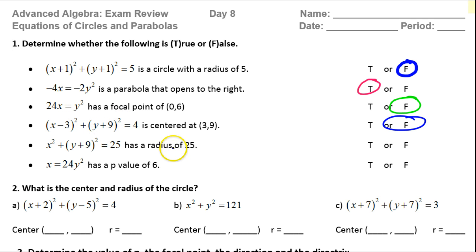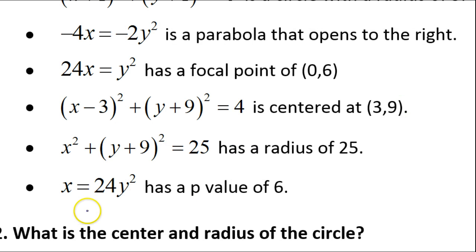All right, how about this? Does this have a radius of 25? No, that's false. All right, the radius here should be 5, not 25. It's the square root of this. I want you to be really careful about this last one. They want to know about the p-value, but look, this equation, the 24 is in the wrong place.